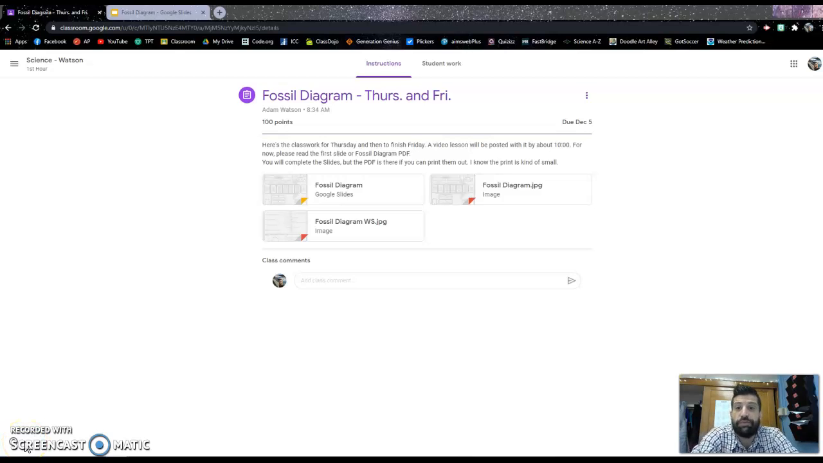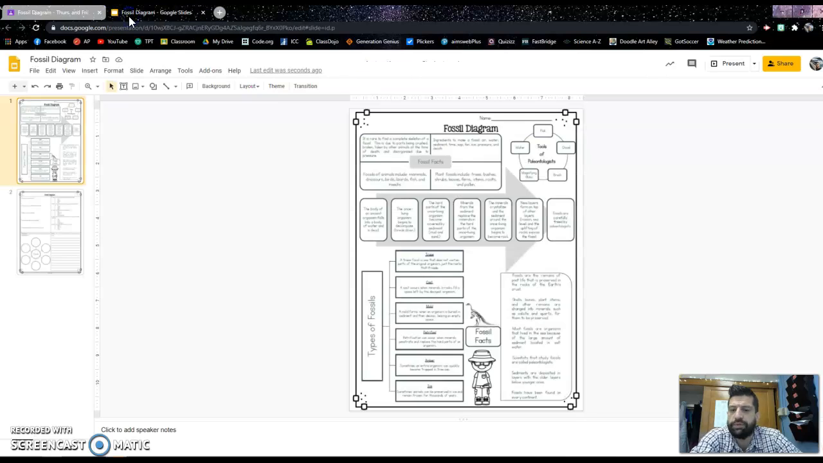This is again working with Watson here. So we are going to go through our fossil diagram here. The first thing is I did put up the slides here. I already opened it up.